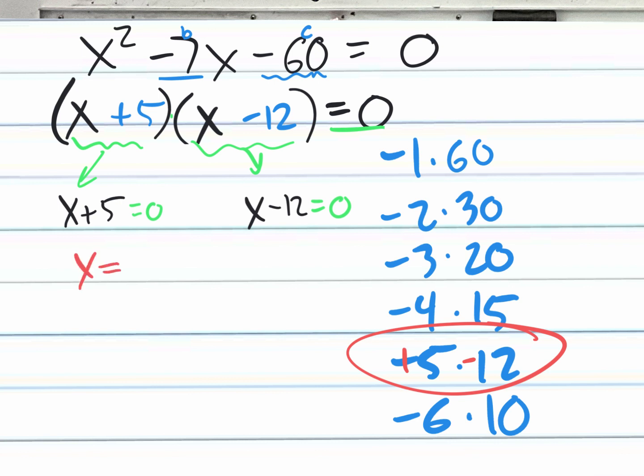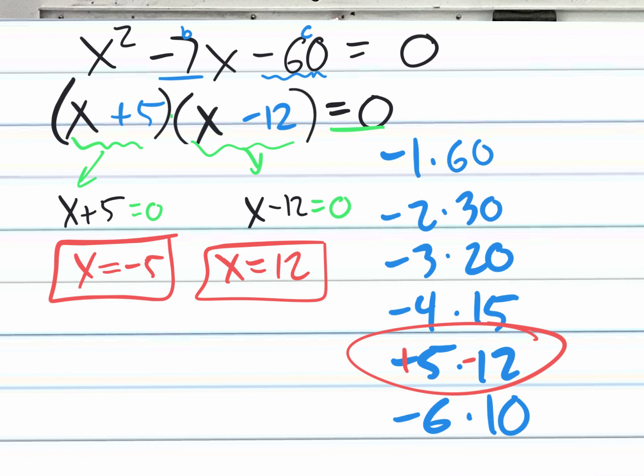x equals what? Negative 5. And x equals what? 12. And just put a comma between them. Type them in like that. And you'll get full credit. Pretty good, huh?